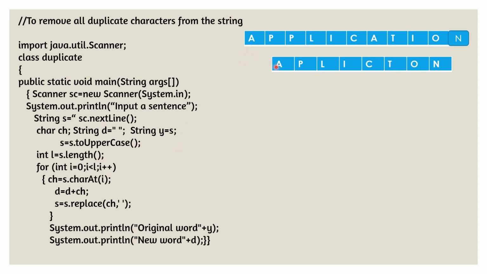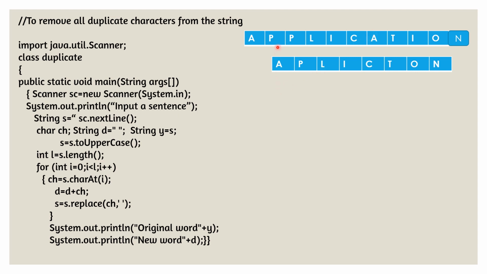For example, a, I have stored here in the variable d. Then I am saying s is equal to s replace ch with space. That means ch is now a. We have extracted the variable, and all occurrences of a, including the first one, will be replaced by space, so that the next time when we check, no a will be coming.